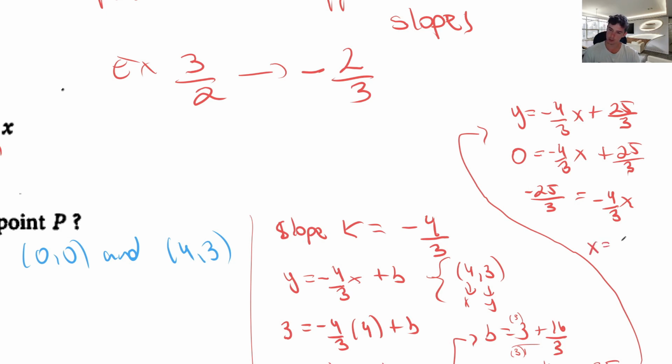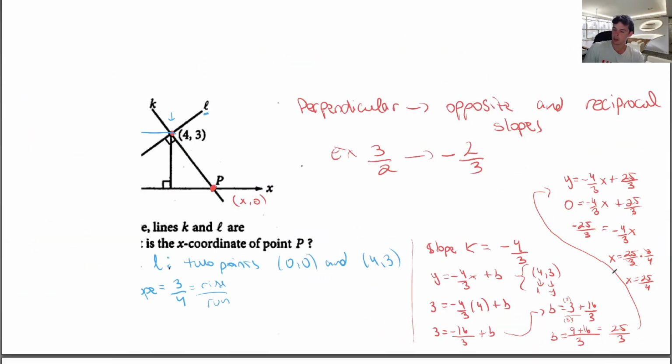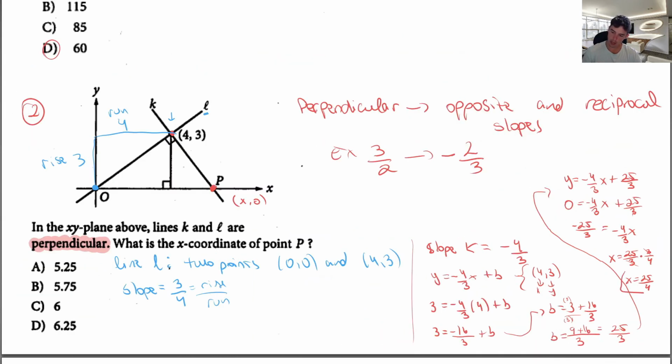So x equals 25 over 3 times 3 over 4. I can cancel all the 3's here. X equals 25 over 4. Okay. So we know that when y is 0, x is equal to 25 over 4. So let me see what 25 over 4 is. 6.25. So D is right. So this is the coordinate 25 over 4, or 6.25, 0.